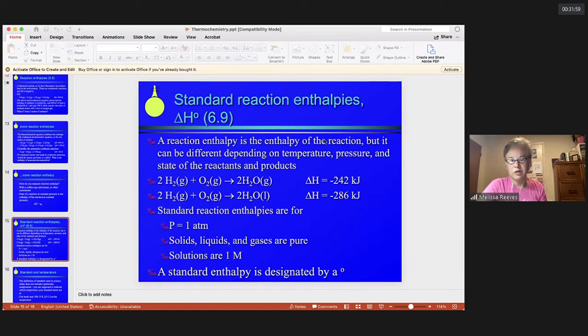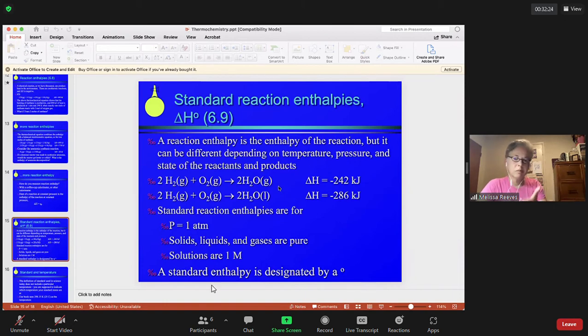So a standard reaction enthalpy with the little 0 on it means that when we start, we have those substances pure, and any gases at 1 atmosphere. I think actually they changed it to 1 bar, but it's almost exactly the same. So solids, liquids, and gases are pure. Solutions are always at 1 mole per liter. And so that's what gives you the little 0 thing on it. And mostly it's about that pressure is 1 atmosphere thing.